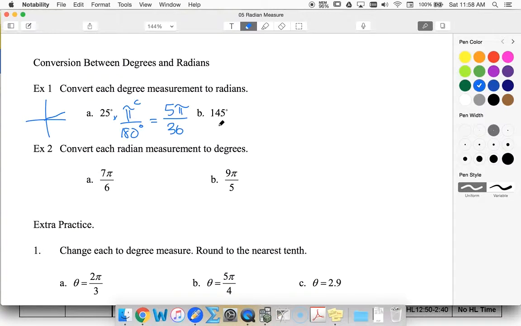Now 145 degrees, I know that that's going to be somewhere, here's my 90 degrees, so from 90 I'm going to add 55 degrees, so I'm going to be somewhere down here. So that should be more than 3/4. Remember, a full pi, so here's 3/4 pi, so I should be between 3/4 pi and pi. So I'm going to multiply by pi over 180, and then I'm going to simplify my fraction.